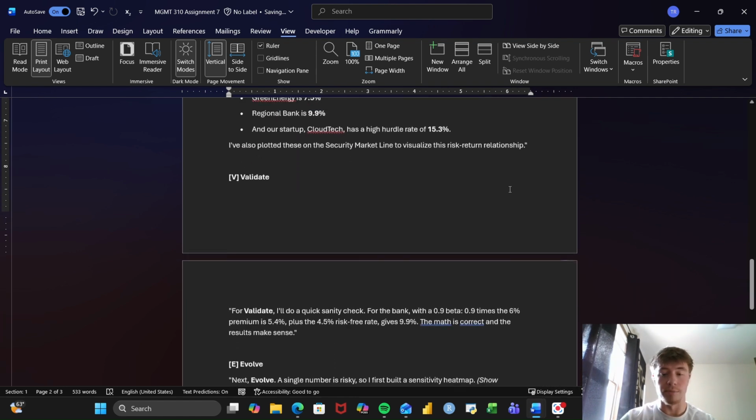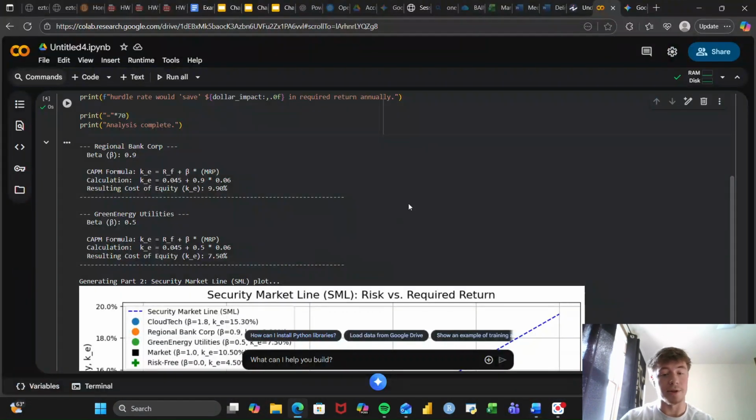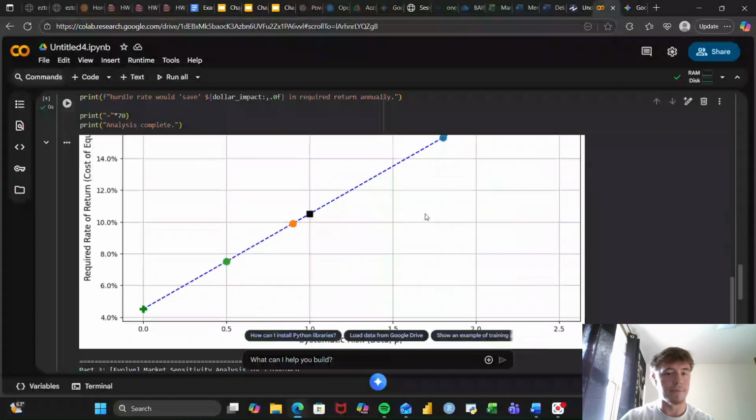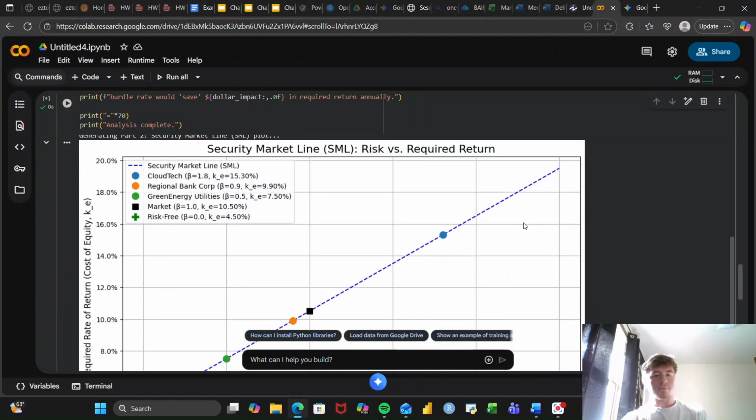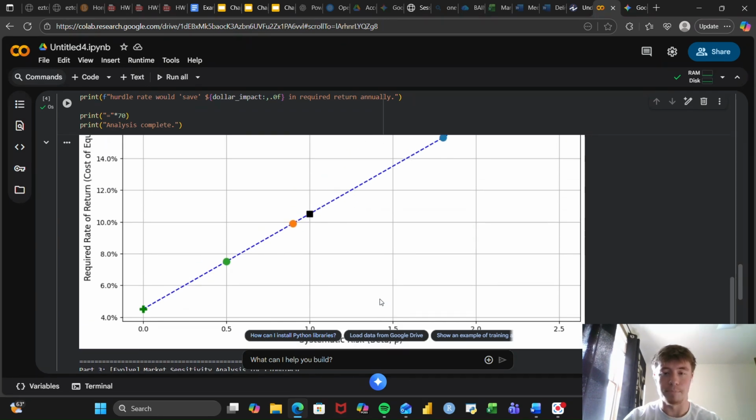So we will now be moving on to validate, and we will be looking at some of the graphs that my Python code has generated. Alright, so this graph basically on the y-axis is the required return, and then the volatility or the risk beta score is on the bottom. So right here is our risk-free rate at 4.5%.